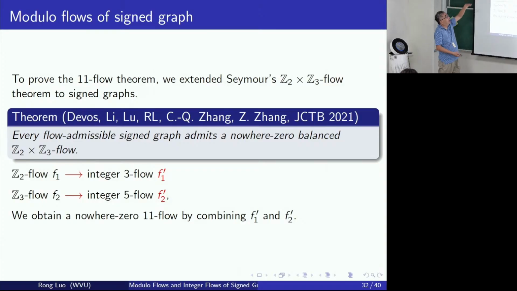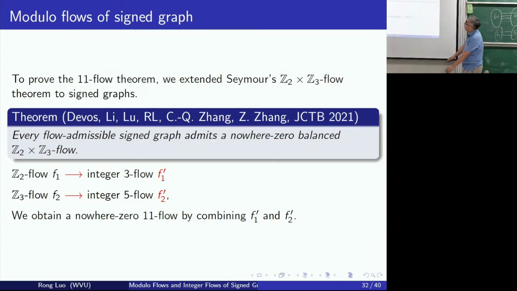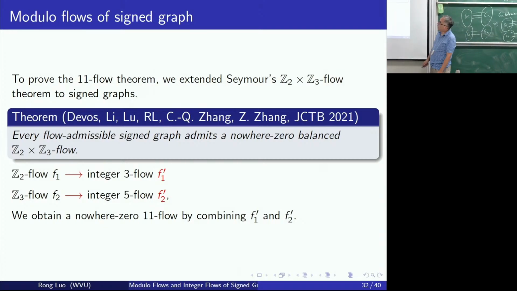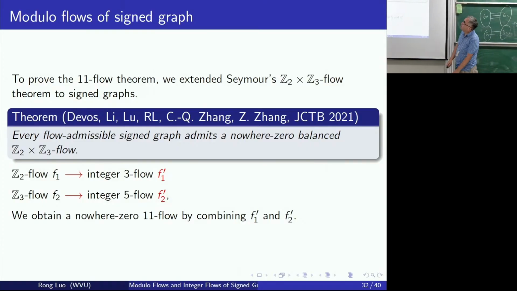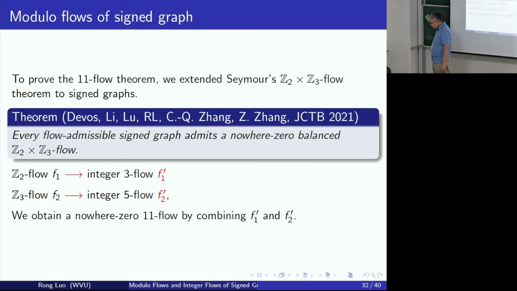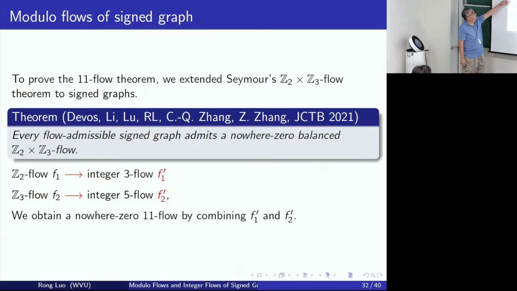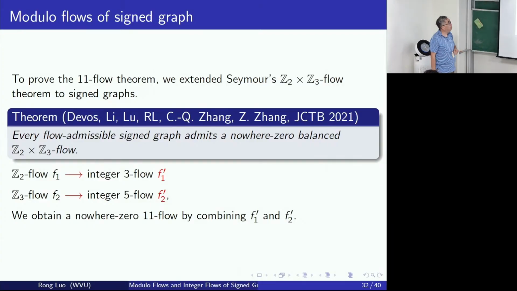So to prove our 11-flow theorem, we first extend Seymour's 6-flow theorem. Actually, as I mentioned, he did not prove the integer 6-flow. He just proved a Z2 by Z3 flow for signed graphs. So we prove that every flow-admissible signed graph admits a nowhere-zero balanced Z2 by Z3 flow. Balanced means that if you look at the edges with non-zero values in Z2, there is an even number of negative edges. So it's called a balanced Z2 by Z3 flow. Actually, this result is due to DeVos. It's not our result.